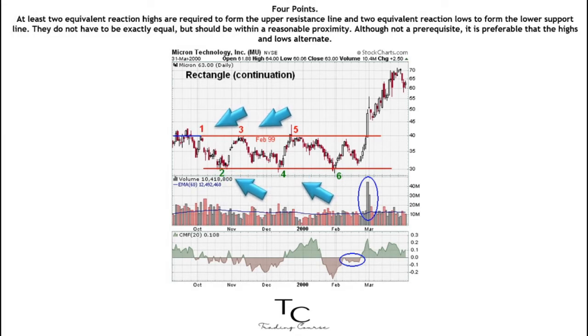4 points. At least two equivalent reaction highs are required to form the upper resistance line and two equivalent reaction lows to form the lower support line. They do not have to be exactly equal, but should be within a reasonable proximity. Although not a prerequisite, it is preferable that the highs and lows alternate.